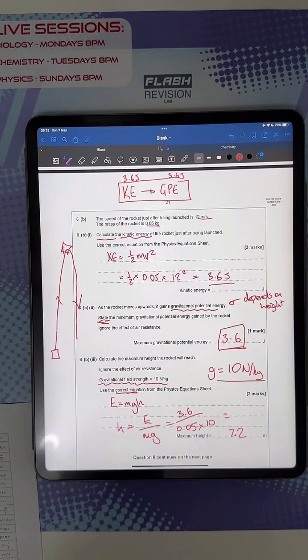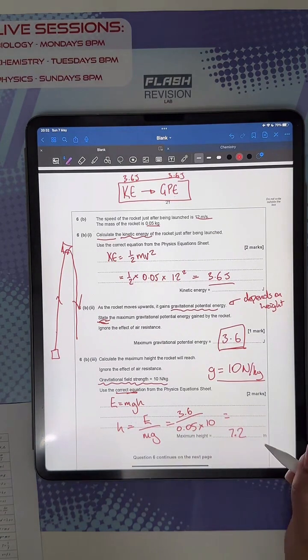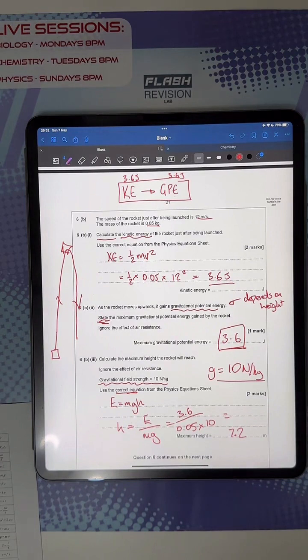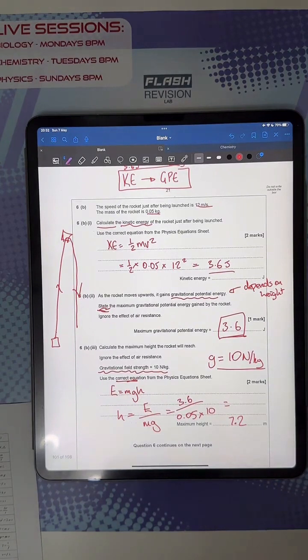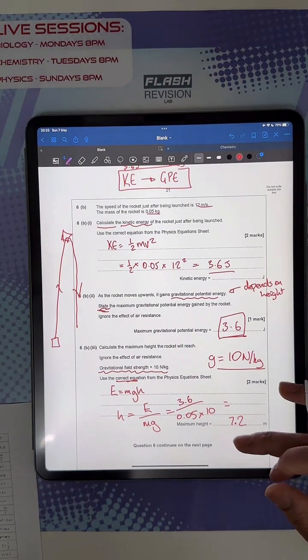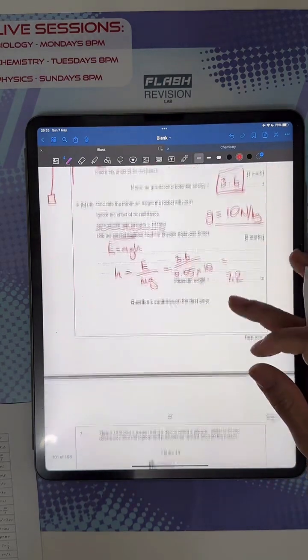1.8. I wonder how you got 1.8. I think you accidentally times it if you got 1.8. You're supposed to divide it. So do 3.6 divided by this. If you got 1.8, you might have accidentally times it. Okay, well done, guys. So on to the next one.